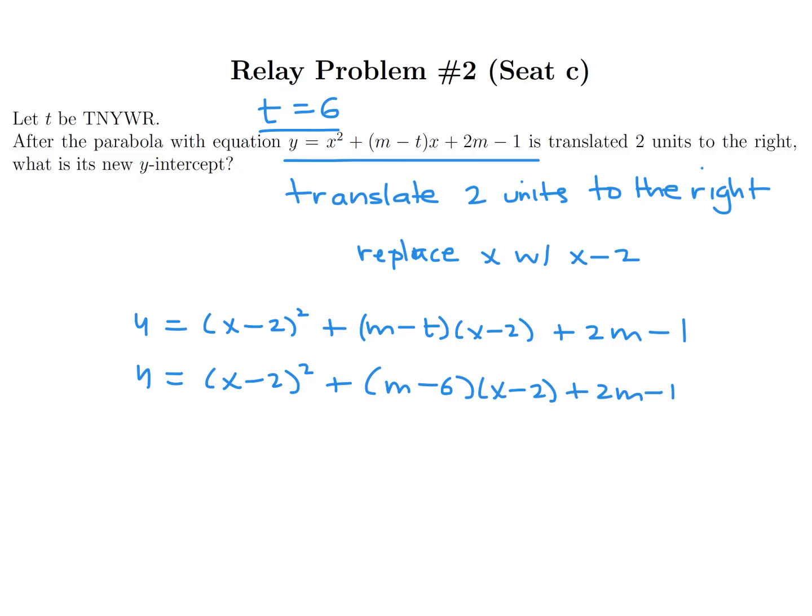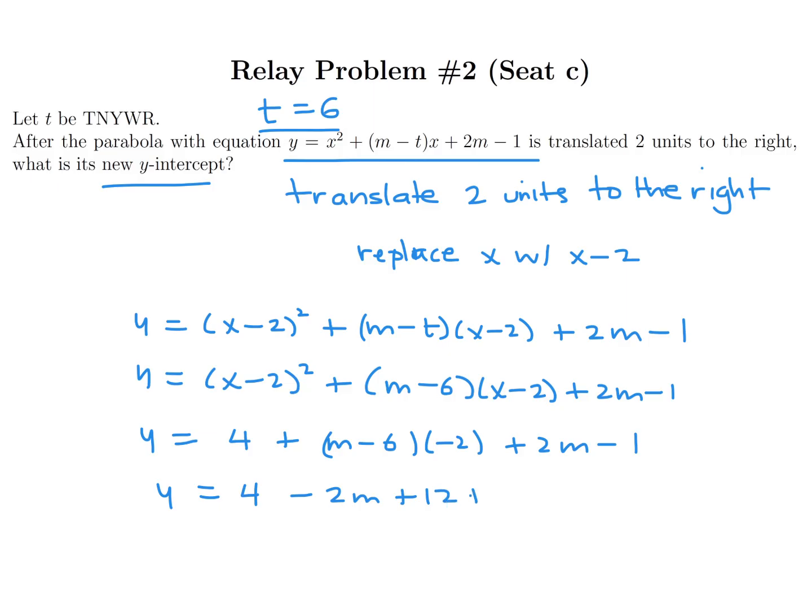And then to get the new y-intercept, you set x equal to 0. So this would be (minus 2) squared, which is 4. Then (m minus 6) times minus 2 plus 2m minus 1: minus 2m plus 12 plus 2m minus 1. Looks to me that is 15. Yeah, 15. And as you can see, the m's cancel out, interestingly.